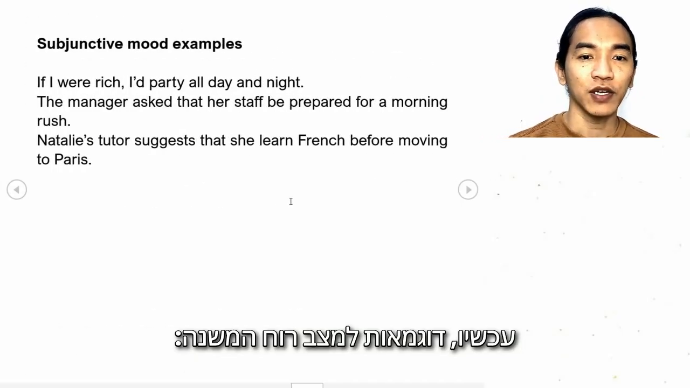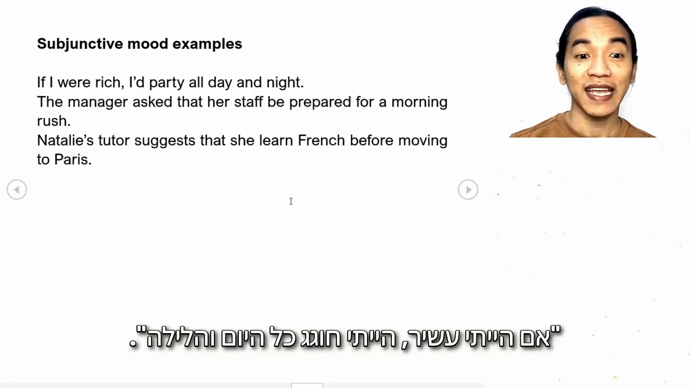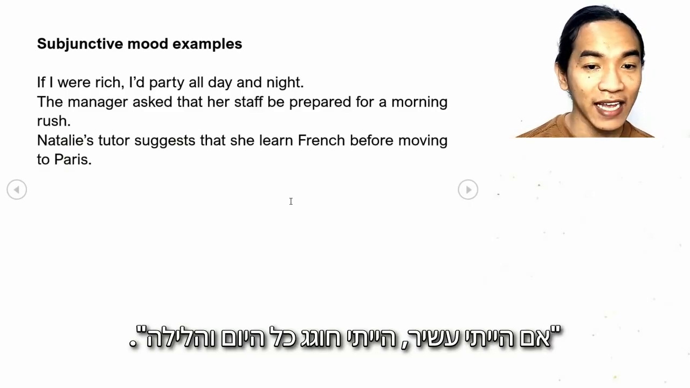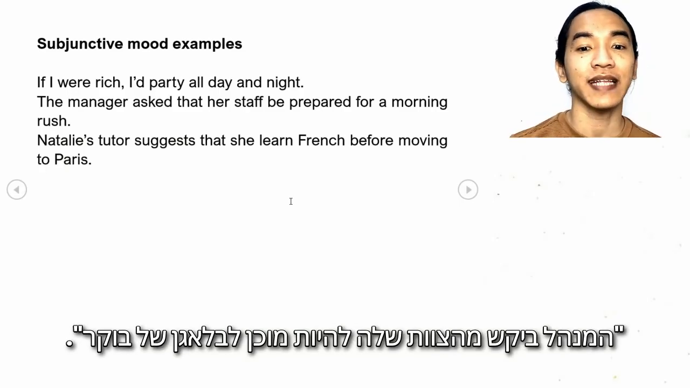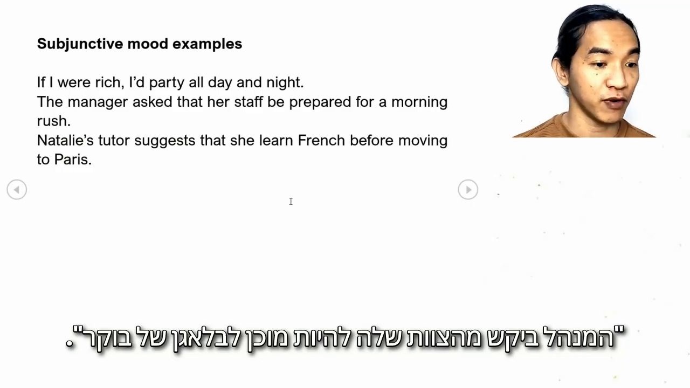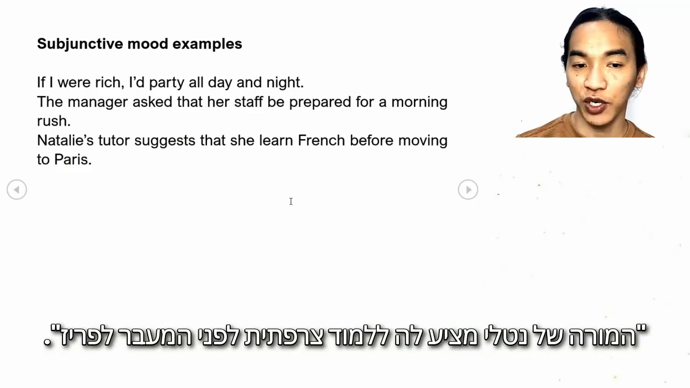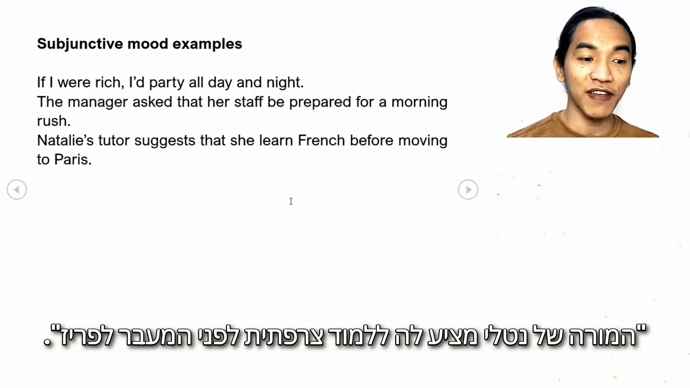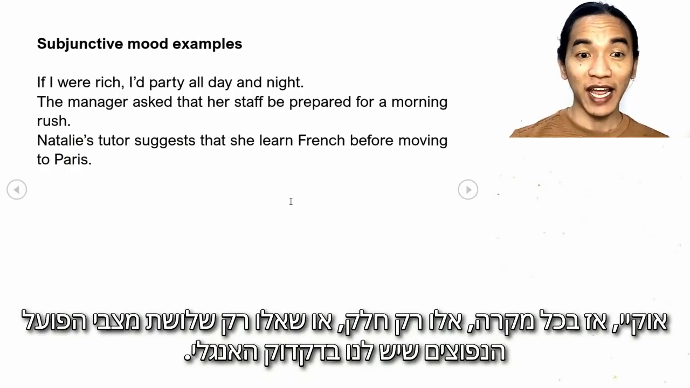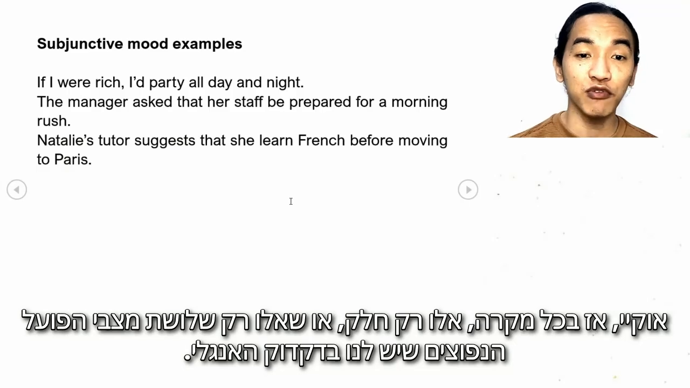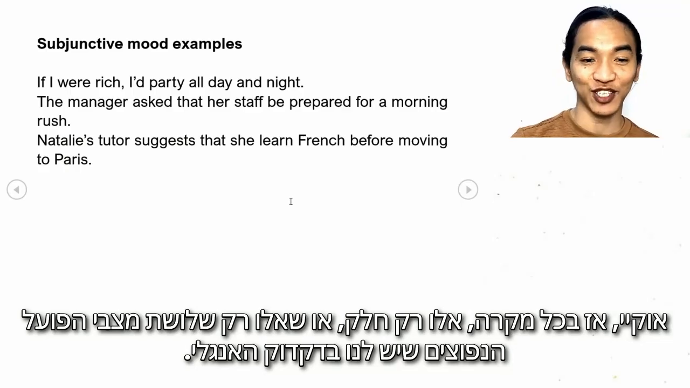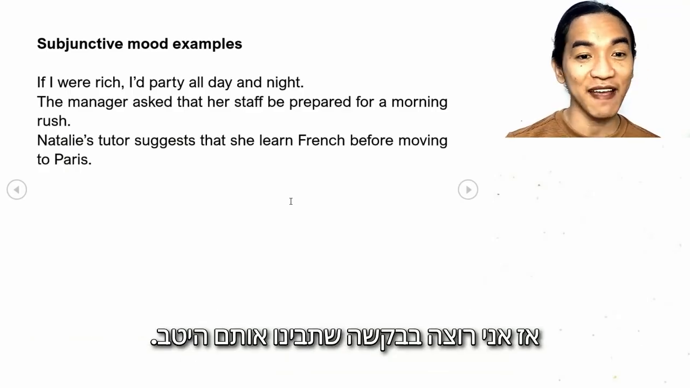Now, subjunctive mood examples: If I were rich, I'd party all day and night. The manager asked that her staff be prepared for a morning rush. Natalie's tutor suggests that she learn French before moving to Paris. Okay? So anyways, these are the three common moods that we have in English grammar. So, I want you to please understand them very well.